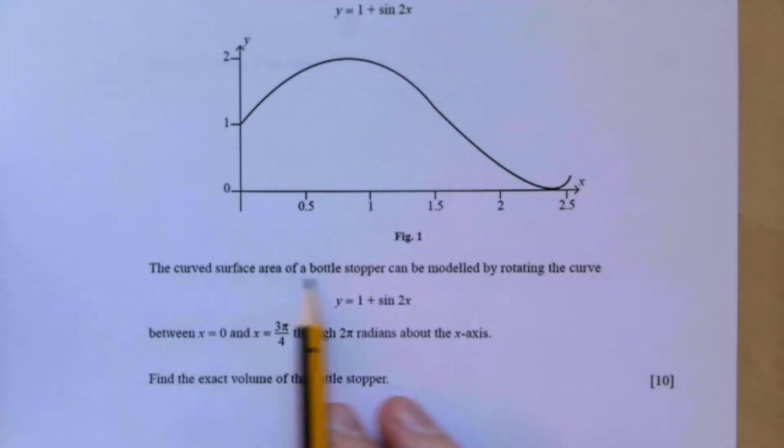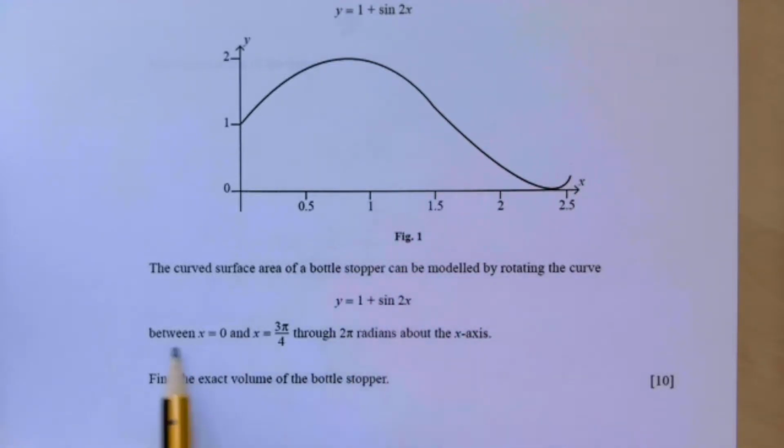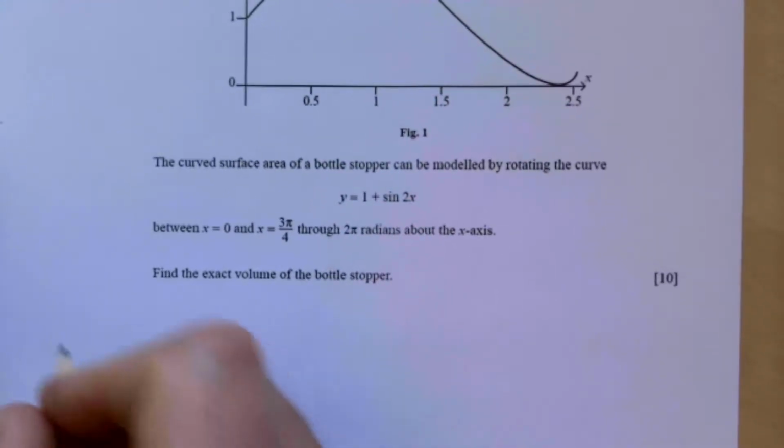The curved surface area of a bottle stopper can be modelled by rotating the curve 1 plus sine 2x between 0 and 3 pi over 4 through 2 pi radians about the x-axis. Find the exact volume of the bottle stopper. So we want to set up then our volume formula.